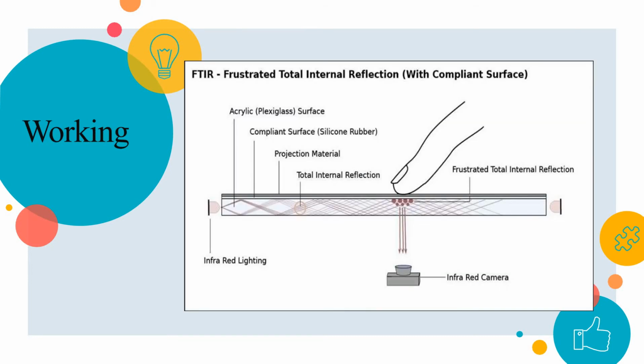This figure shows the FTIR. In this there is a screen, and when we touch that screen, the mesh of infrared light that is generated behind the screen is frustrated, and that location, that position, is captured by the camera or the sensor behind the screen, and the information of that point is sent to the processor.